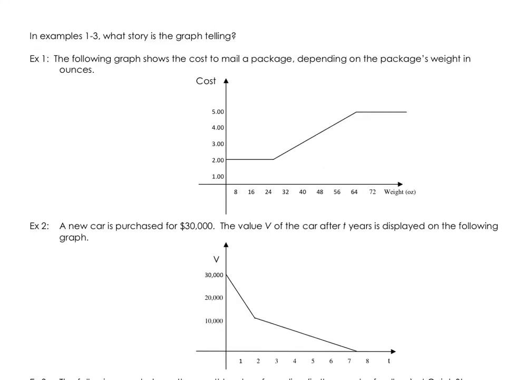In examples 1 through 3, what story is the graph telling? Example 1. The following graph shows the cost to mail a package, depending on the package's weight in ounces. So what story is it telling here?